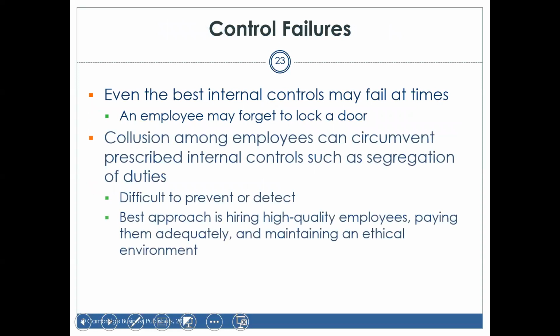All right. Control failures. Obviously, a company locks its warehouse. That's a control feature. If the employee forgets to lock the door, that's a control failure. I talked about collusion. The company might be trying to do their best in terms of limiting fraud. They have segregation of duties. But if they have two employees who are doing different duties, but they're best friends and they decide to collude, that can circumvent the internal control of segregation of duties.